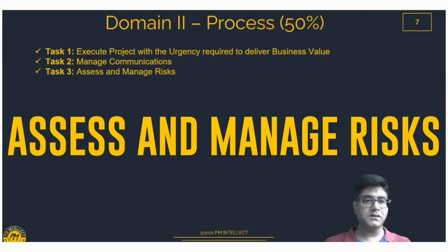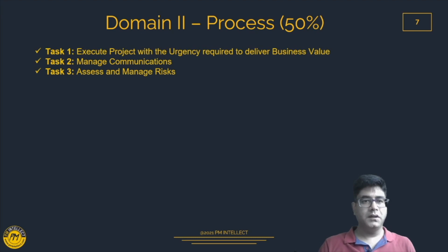The third task is assess and manage risk. This is a very key topic which is required to be carried out throughout the project, and there are multiple activities which need to be undertaken. The first one is to identify all big and small risks associated with the project. The second one is to assess and prioritize the risk. The third thing is to identify the mitigation plan or the risk response plan.